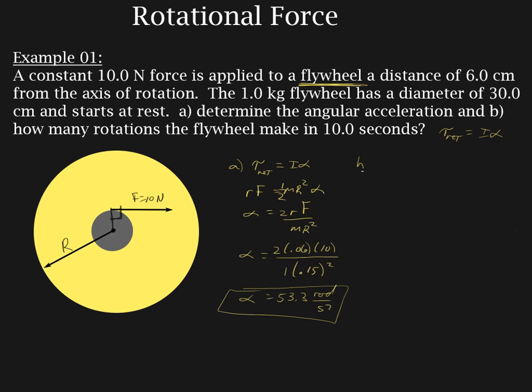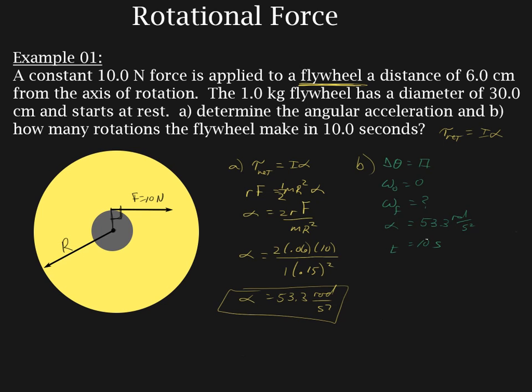Now, part B, we're being tasked with determining how many rotations this flywheel is going to make in a 10-second period of time. Well, this is a kinematics problem, and now we have the angular acceleration, so let's list out our data. We have delta theta is equal to, well, that's what we're looking for. And then we have omega initial was 0. Omega final is an unknown quantity. Alpha, we just calculated, was 53.3 radians per second squared. And then finally, time is going to be 10 seconds.